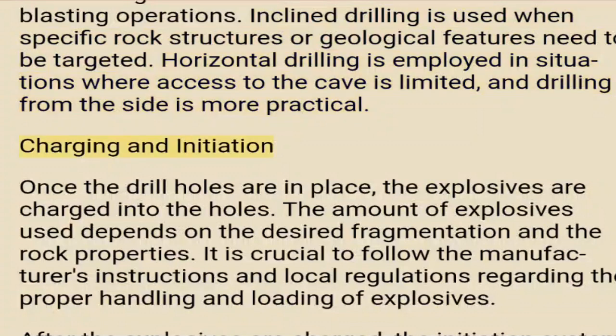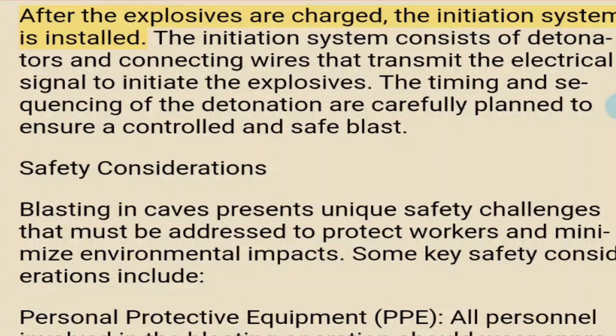Charging and initiation. Once the drill holes are in place, the explosives are charged into the holes. The amount of explosives used depends on the desired fragmentation and the rock properties. It is crucial to follow the manufacturer's instructions and local regulations regarding the proper handling and loading of explosives. After the explosives are charged, the initiation system is installed. The initiation system consists of detonators and connecting wires that transmit the electrical signal to initiate the explosives. The timing and sequencing of the detonation are carefully planned to ensure a controlled and safe blast.